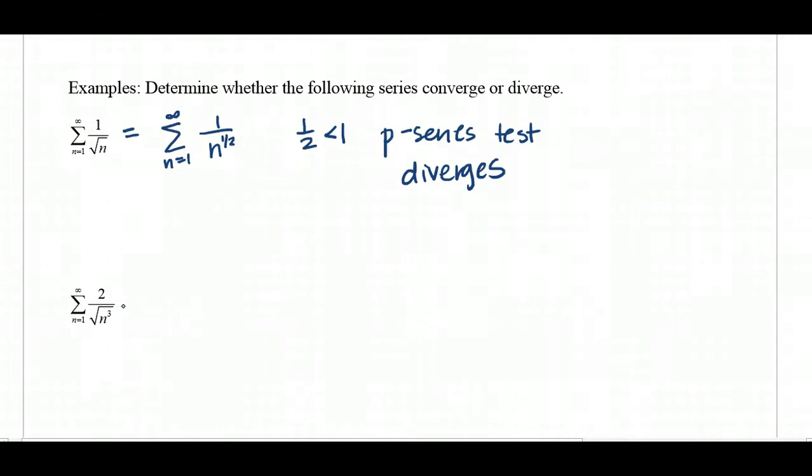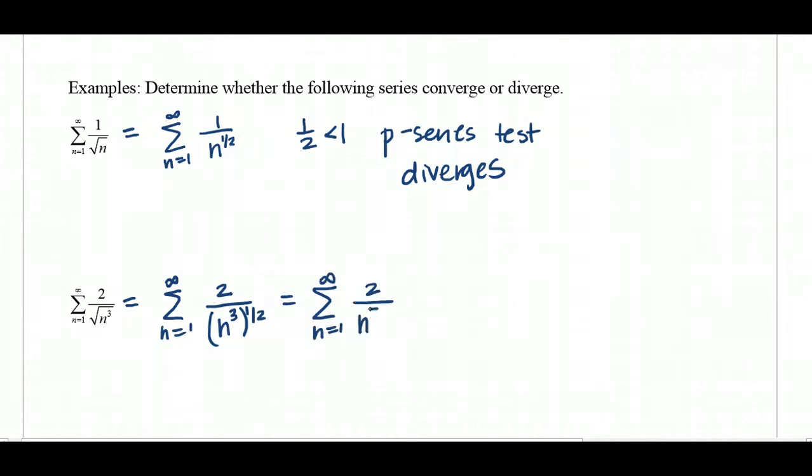So now let's take a look at this second example. I have the sum of n equals 1 to infinity of 2 over the square root of n cubed, so this is n to the third power, and the square root becomes to the 1 over 2. So just to show all that additional work, I am going to rewrite it so that it's 2 over n to the 3 over 2. So now I know that 3 over 2 is greater than 1. So by the p-series test, which I'm going to abbreviate as this from now on, we know that the series converges.